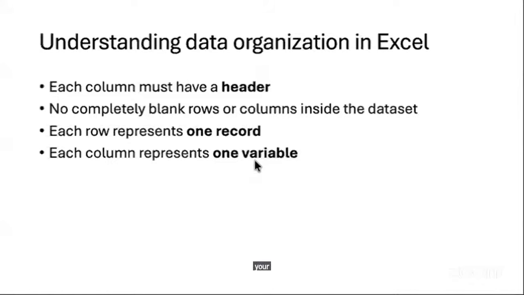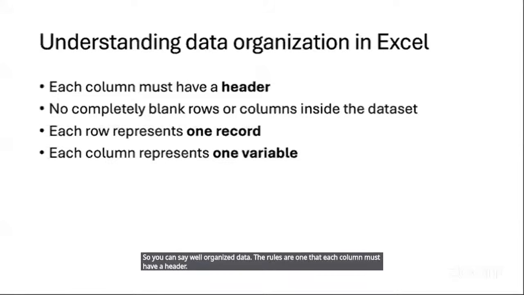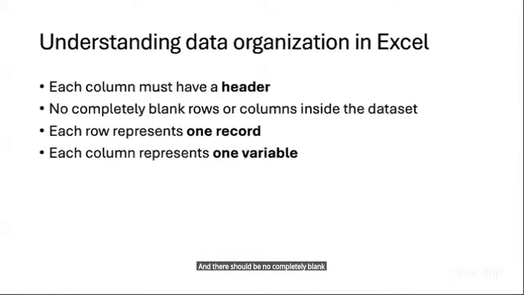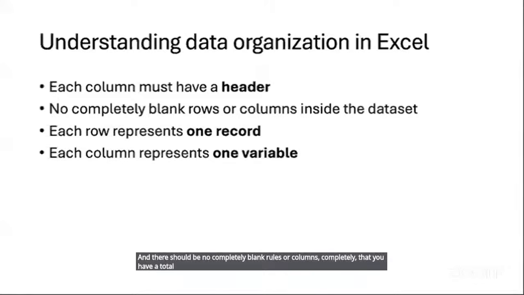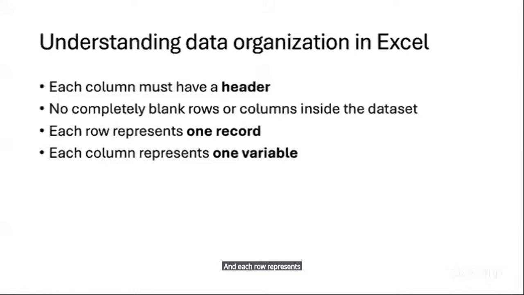Before you sort or filter, your data structure needs to be properly organized because this is essential. For well-organized data, the rules are: one, each column must have a header. And there should be no completely blank rows or columns, no blank total row or total column inside the data set. And each row represents one record. This is basic database concepts. A row represents one record, and a column represents one variable.